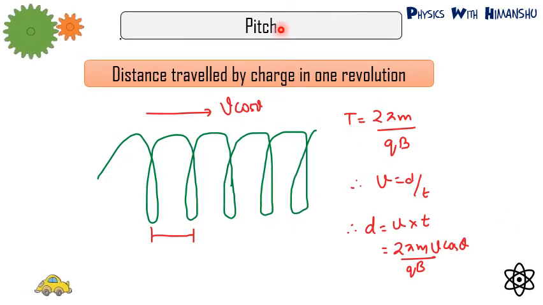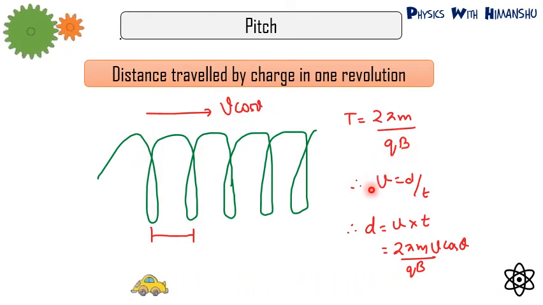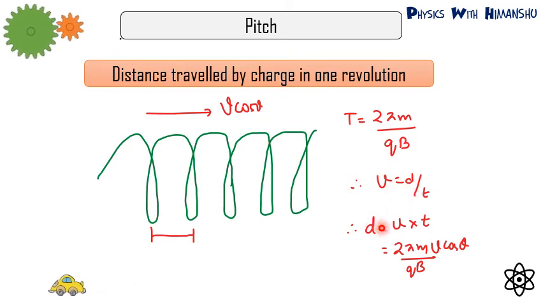Now let's discuss pitch. Pitch is basically the distance traveled by the charge in one revolution. Now the particle is in helical motion, so it is in circular motion and it is also moving forward. So one revolution means this distance is called pitch. So how much has the particle traveled in one revolution? The particle is moving in the forward direction due to v cos theta, and the time period for one revolution is 2 pi m by qB. Velocity is displacement by time, so displacement will be velocity into time. So pitch comes out to be 2 pi m v cos theta divided by qB. This is a very important derivation, you have to remember this.